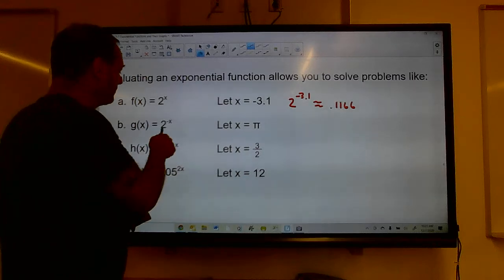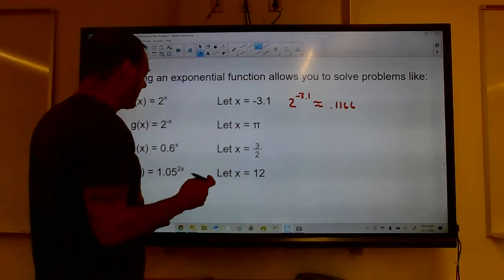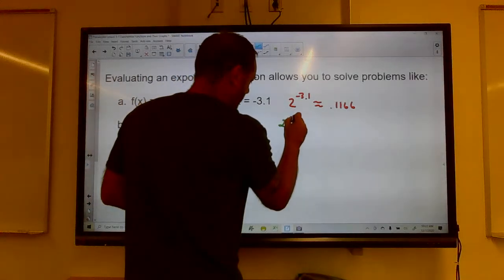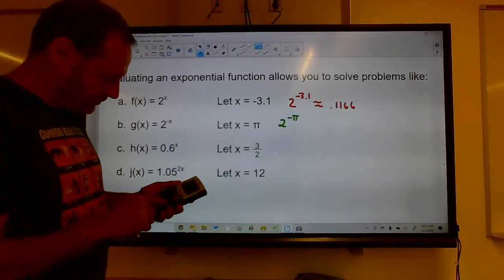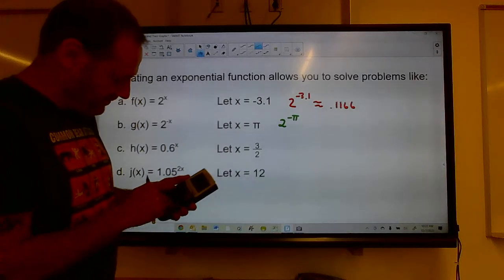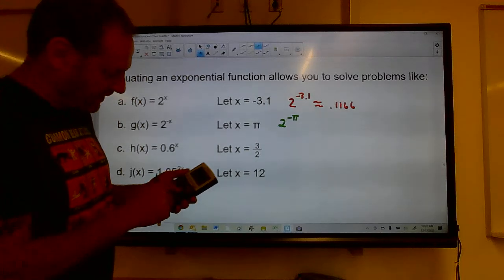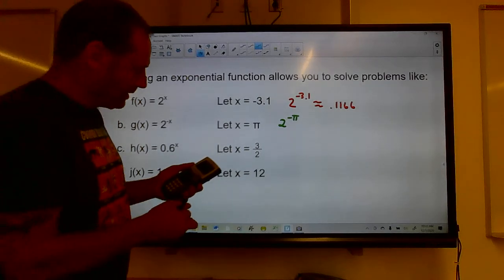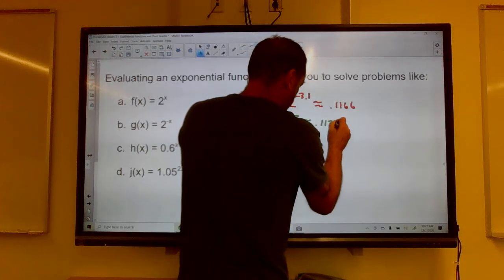All right, 2 to the negative x power, where x is pi, becomes 2 to the negative pi power. So I'm going to go 2 to the negative, and then I'm going to use my pi key, which is the same key as my power key. I just have to push the second key first. And that's going to be approximately 0.1133.